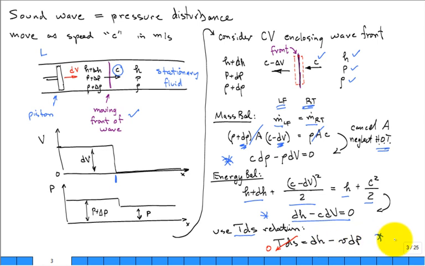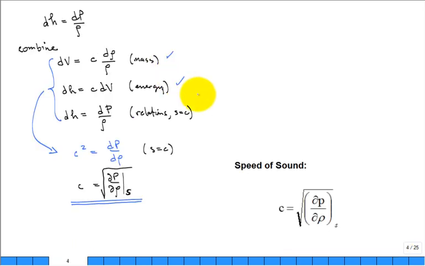What do you think you do with those three differential equations? I couldn't fit it on one page. We go to the next page. You take your mass, your energy, and your isentropic relationship, and you combine them for a final, simple C. So C squared is equal to.